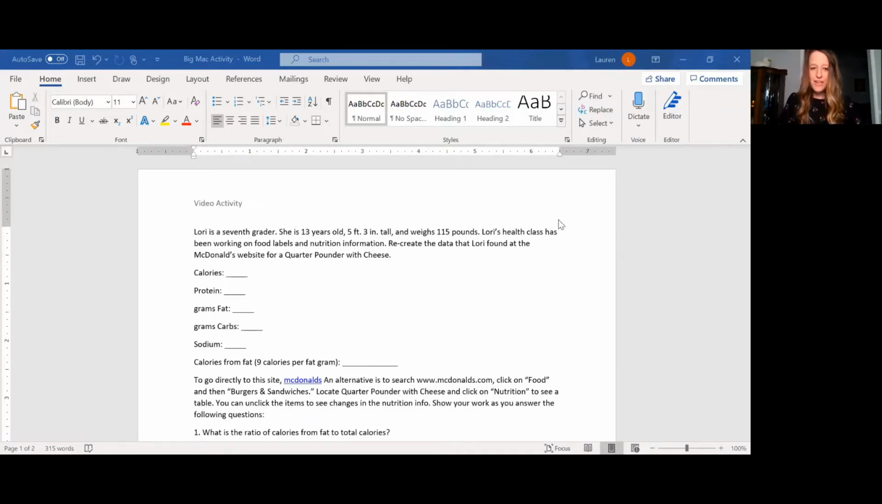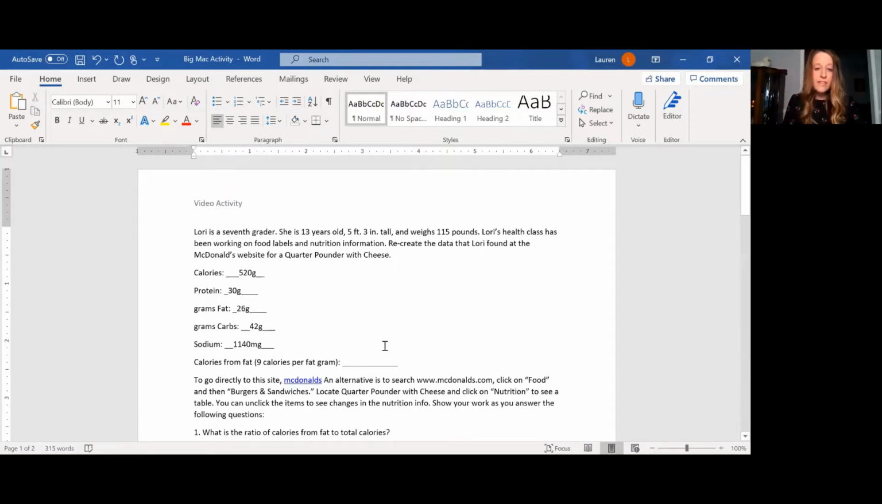Okay, so in my activity, it is asking for the information from the McDonald's website. So for mine, I'm looking at the Quarter Pounder with cheese. You'll be looking at the Big Mac. But for my Quarter Pounder with cheese, we said that we have 520 total calories. I found that there were 30 grams for protein listed. There were 26 grams for fat listed. For carbohydrates, it was 42 grams. And for sodium, it was 1,140 milligrams.